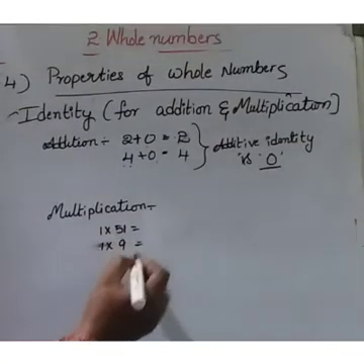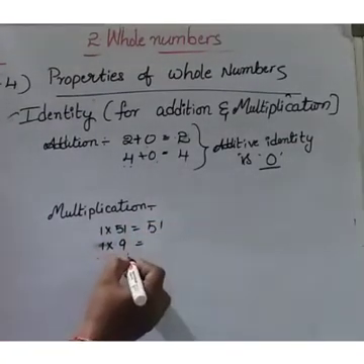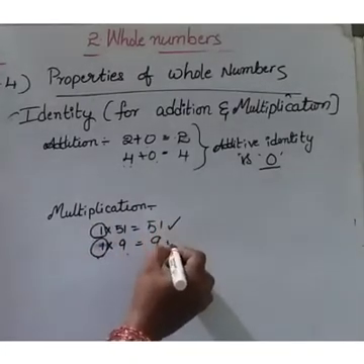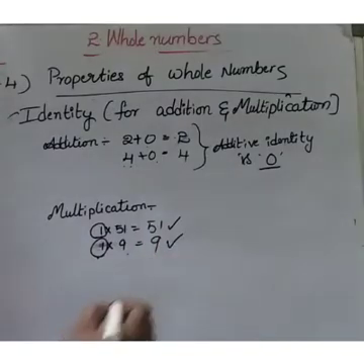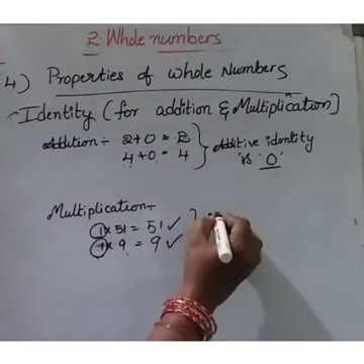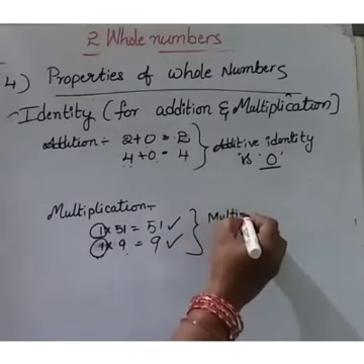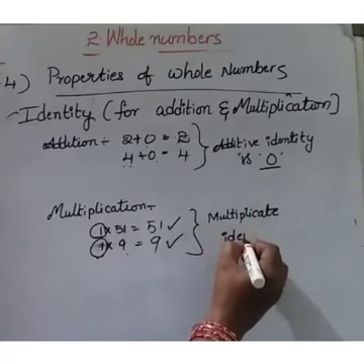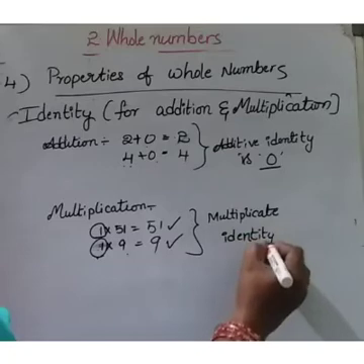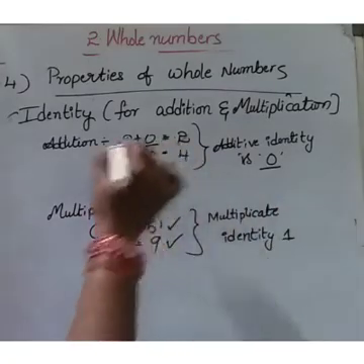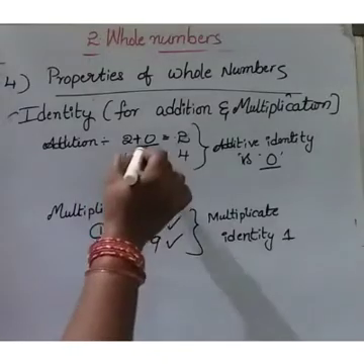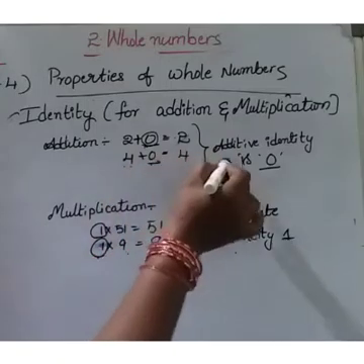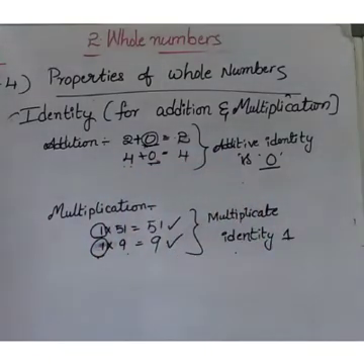Multiplicative identity. 1 into 51 equal to 51. 1 into 9 equal to 9. When we multiply any number by 1, we get the same number. So 1 is the multiplicative identity. Why? Because when we multiply any number by 1, we get the same number. When we add 0 to any number, we get the same number. So 0 is the additive identity, 1 is the multiplicative identity.